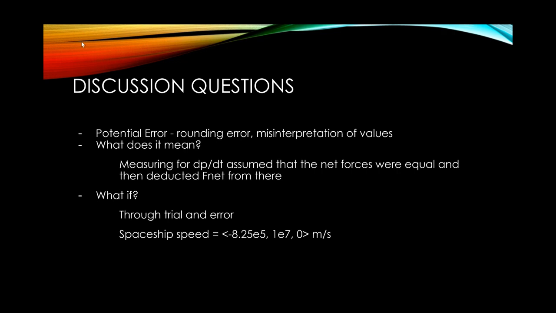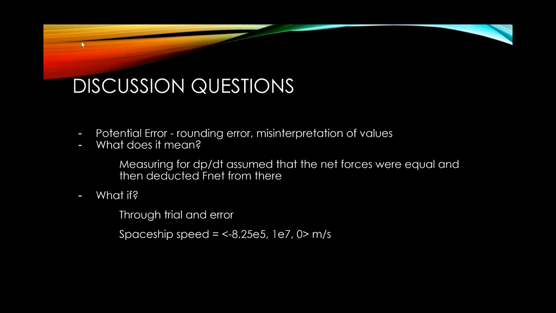What if? What if we wanted the spaceship to enter an orbit around the black hole? In order to do this, we have to reduce the magnitude of the velocity so the spaceship is bound to the black hole. This allows for us to consider rounding errors, misinterpretation of values as well.